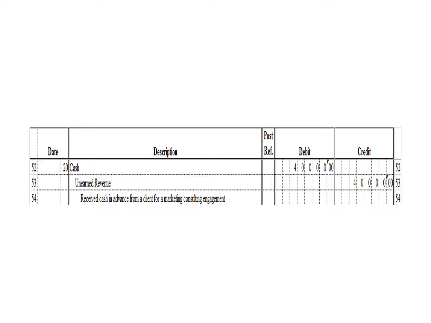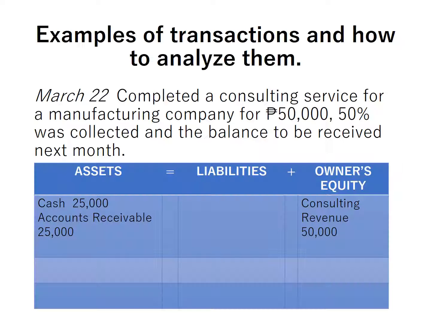To journalize the transaction, we write the date 20, debit cash 40,000 pesos, credit unearned revenue 40,000 pesos because unearned revenue is a liability account. In order to increase a liability, we credit it. Write the description, received cash in advance from a client for a marketing consulting engagement.